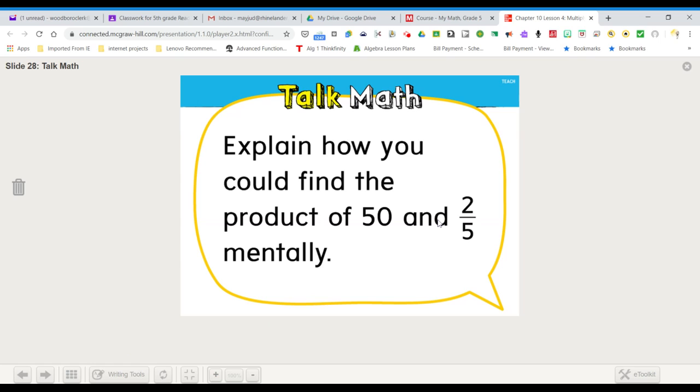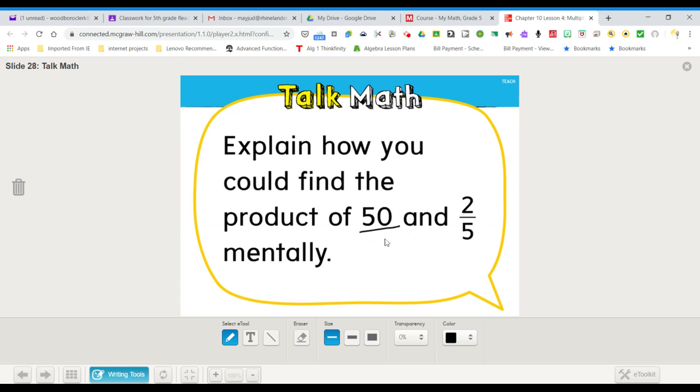So it says, explain how you can find the product of 50 and 2/5 mentally. So think about this. If you mentally visualize a 1 underneath this and multiply straight across, you get 100, because 50 times 2 is 100. 1 times 5 is 5. What is 100 divided by 5? Think about that for a minute while I erase this. 100 divided by 5. If you said 20, you are absolutely correct. It is 20.